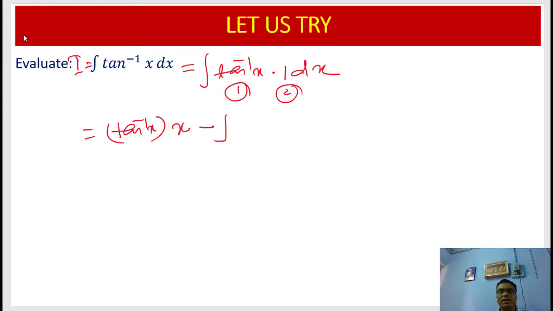Minus all integration of derivative of first. Tan inverse x derivative is 1 by 1 plus x square into integration of second. This one you will copy down. It is x dx. Now you just mark, what is the derivative of 1 plus x square? Anyone? What is integration of 1 plus x square?